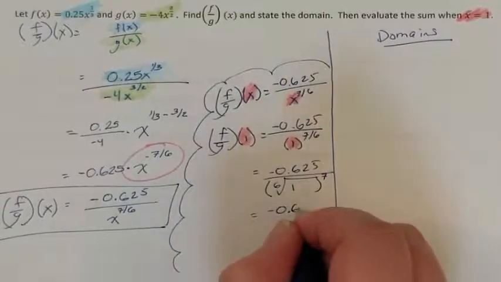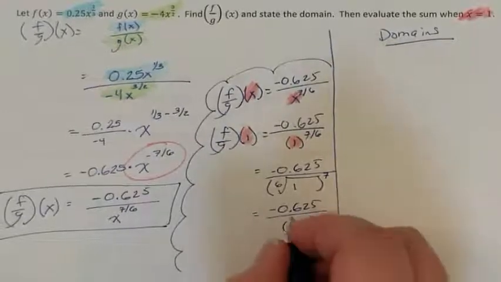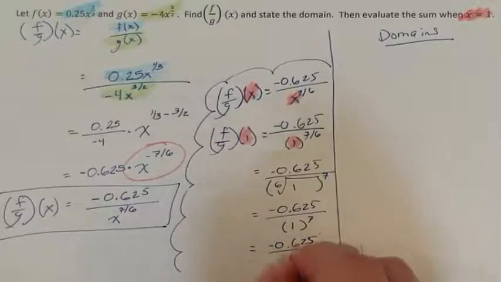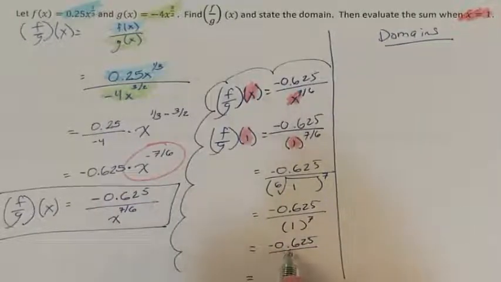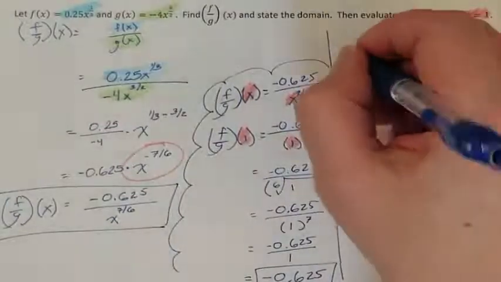So I have my decimal in the numerator. What is the 6th root of 1? That is 1. What is 1 to the 7th power? That is 1. So negative 0.625 divided by 1 is negative 0.625. And that's my answer. Now domains.